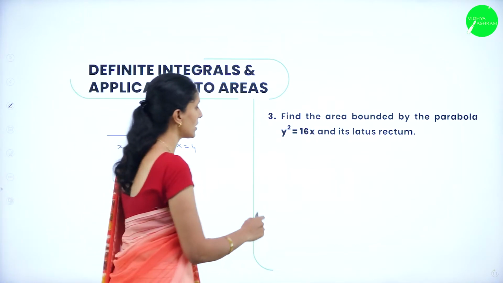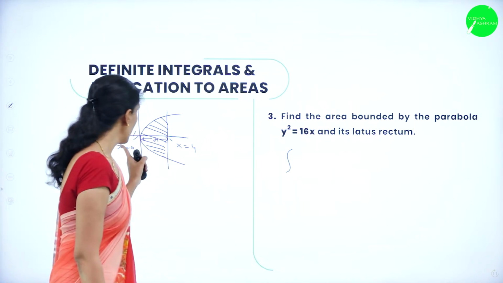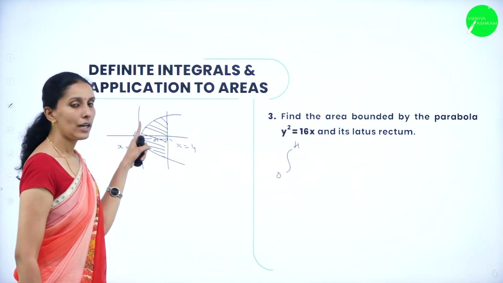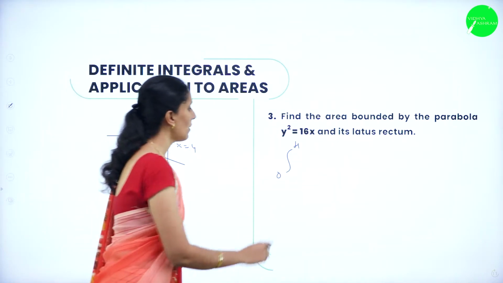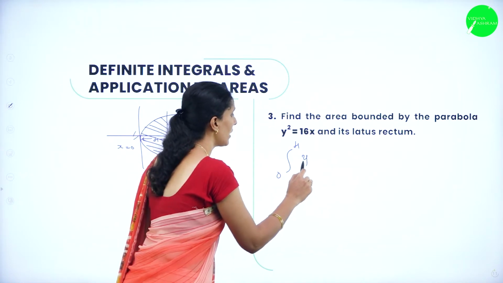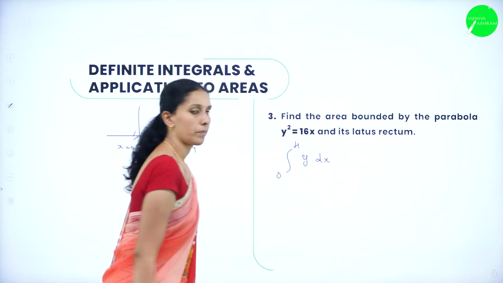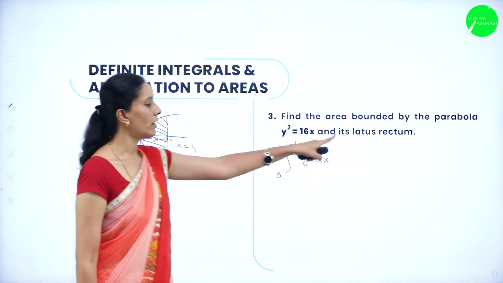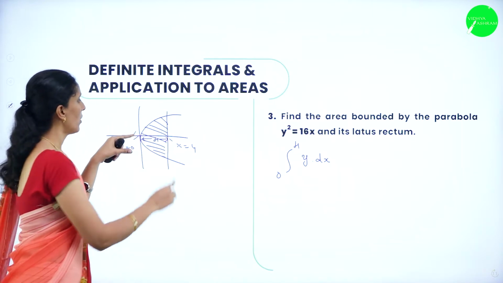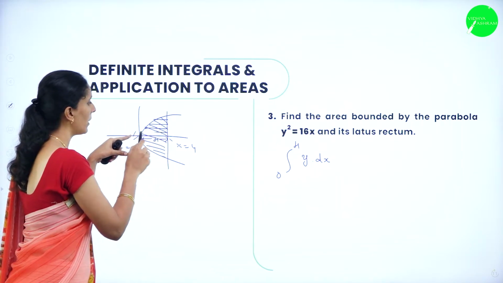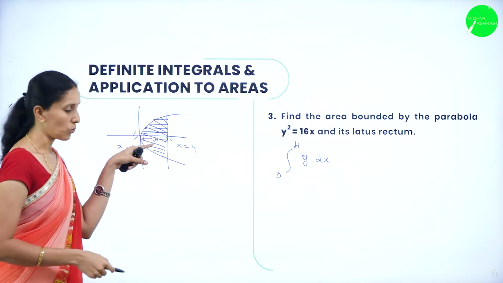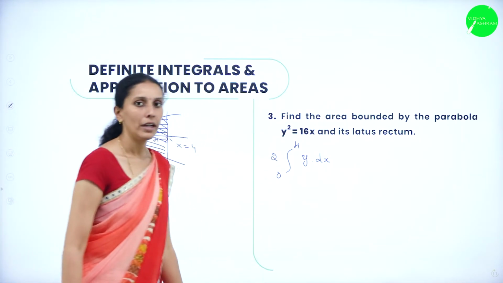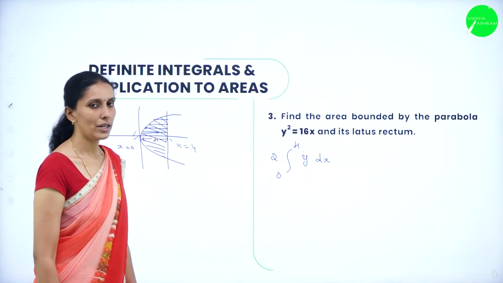So how can we write here? We can write the limits from 0 to 4. Since we will calculate only the upper quadrant here, we will integrate y into dx. But here we have to calculate the total area covered by the latus rectum. Since we have taken only the upper half, if you multiply with 2, then it is the same. So the total area is 2 into integral from 0 to 4 y into dx.